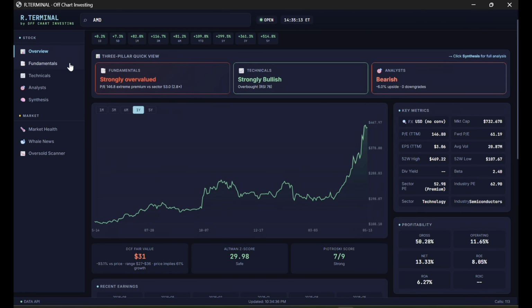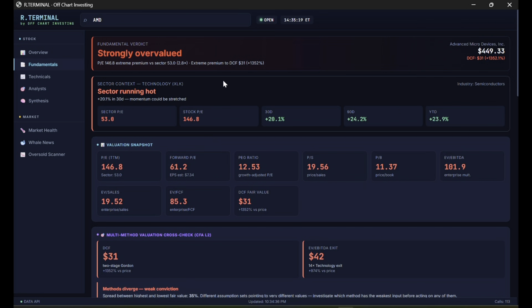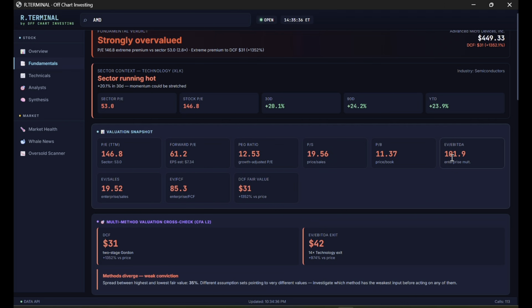So we move to the fundamentals and look at the statistics of AMD. First of all, AMD's current stock PE is at 146.8 versus the sector at 53. Staggering numbers. For me, this is why I decided to sell it. I sold it at almost $300. The DCF of the stock looks at backward numbers, so we need to factor in the new numbers, but still, you will understand more about the business of AMD. The price per earnings adjusted for growth is 12.53, a very, very expensive valuation.